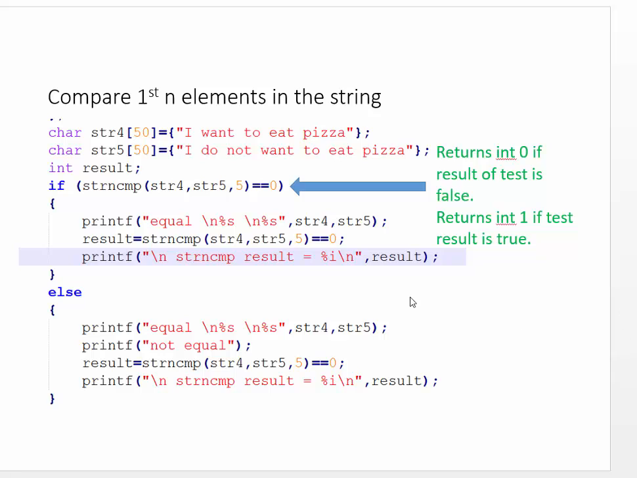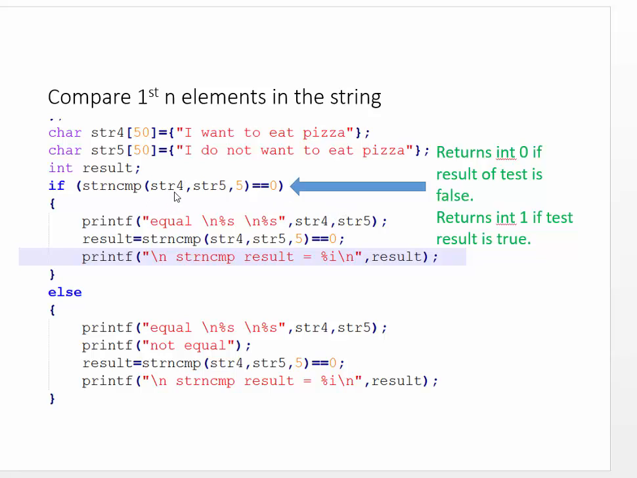This is an example. I have two strings, string 4 and string 5, character strings. Actually, I shouldn't say they're strings. They're arrays of characters, which makes them a string. One string is "I want to eat pizza," and the other one is "I do not want to eat pizza." And then I need a result. So I do a string compare.